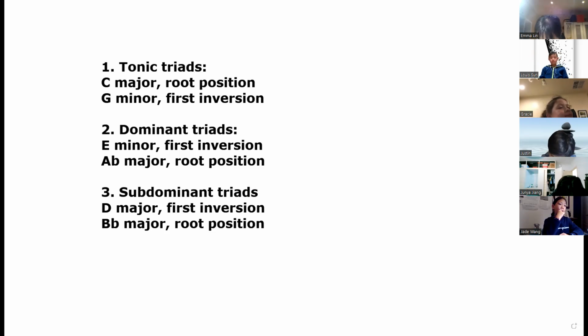I don't get number 2, the dominant triads. So I'll give you an example with C major. The dominant triad of C major would be G B D. To put it into first inversion, you just move the G from the bottom to the top, so it becomes B D G. Make more sense? So that was just an example. Take it, but don't use it.